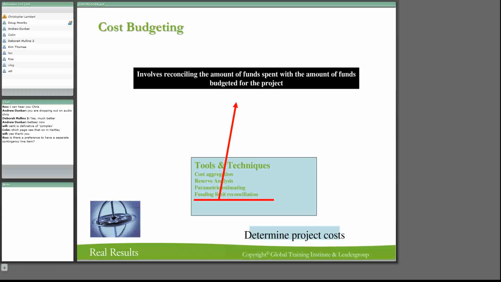Now, the funding limit reconciliation involves reconciling the amount of funds spent with the amounts of funds budgeted for the project. Okay, so that's how we can limit where we're going to do them. So normally you would do this on milestones. So your funding limit reconciliation normally comes on milestones. All right, let's go to the next one.